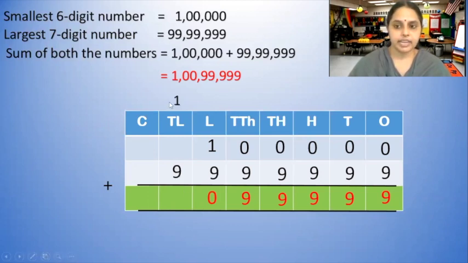Again, in the 10 lakhs place we have 9 plus 1. So 9 plus 1 is 10. So we'll write 0 and 1 will be carried forward to the crores place. In the crores place we have nothing, only the carried 1. So the answer would be 1 in the crores place. So what is the answer? We have the answer as 1 crore 99,999. Sorry, 1 crore 0 lakh 99,999.